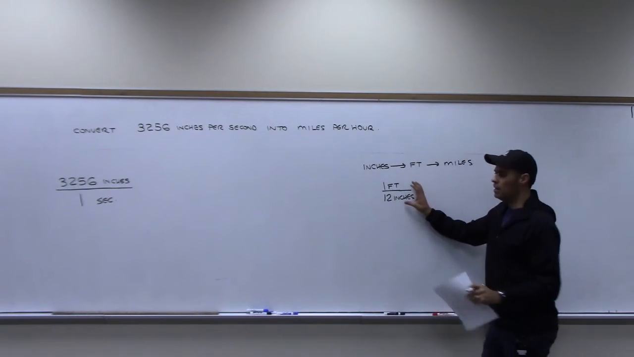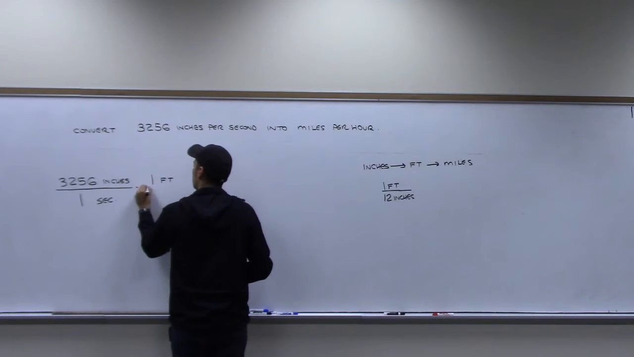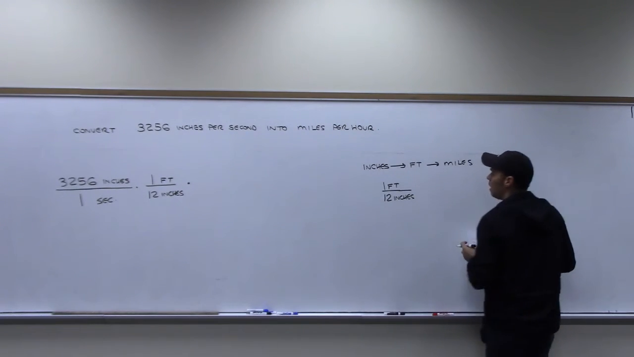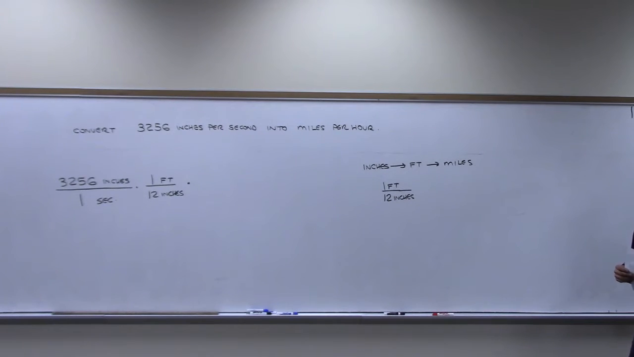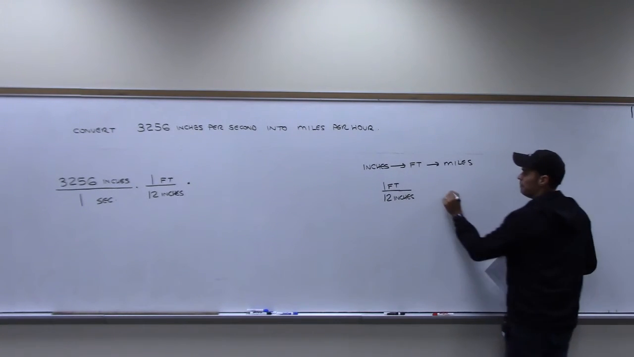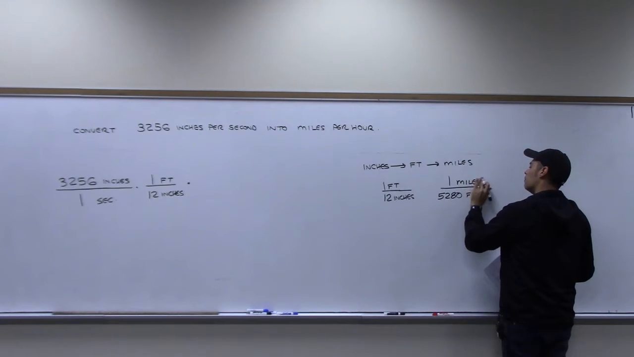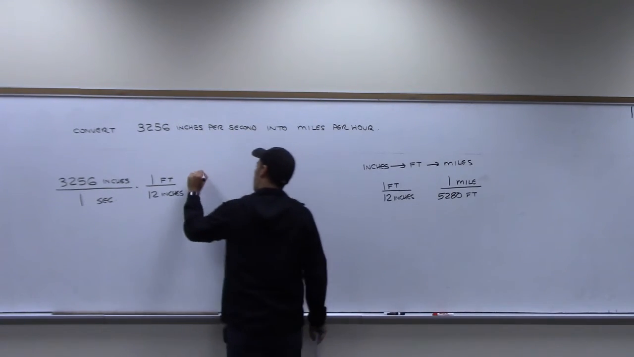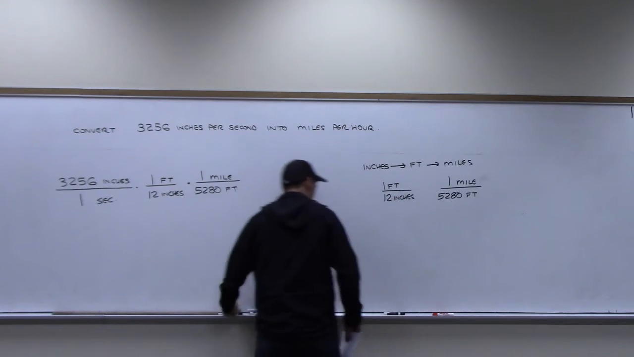I want the inches on the bottom because I'm going to put it right here and the inches will cancel. So times 1 foot over 12 inches. All right, I've got to go again, right? I've got to get feet to miles. So how many feet are in a mile? 5,280 feet in 1 mile. So which is on top, which is on bottom? The feet's on the bottom. So 5,280 feet in 1 mile. That's right off this sheet, right? Now I stick that in there. 1 mile over 5,280 feet.